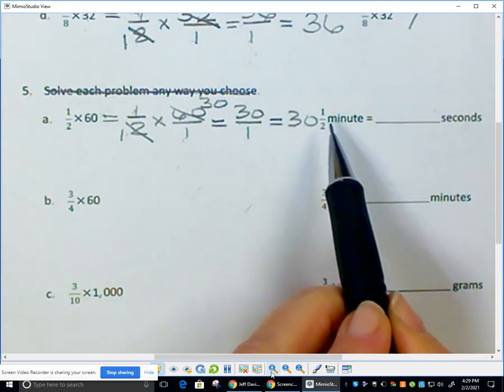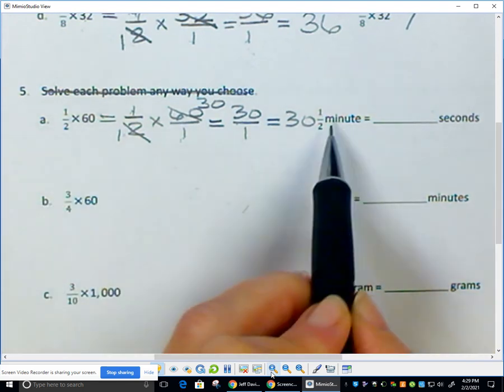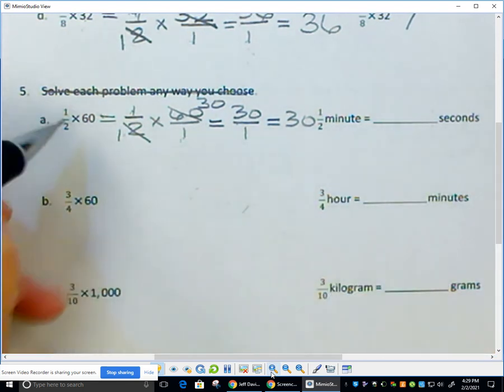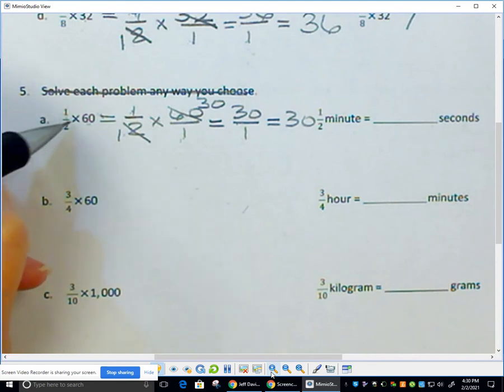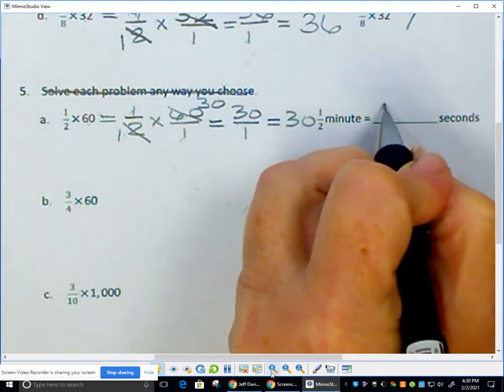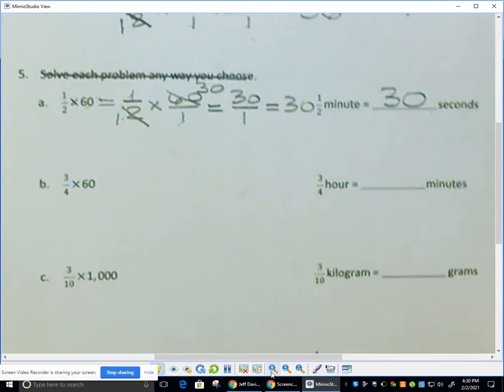So you could write that over here. It says 1/2 a minute equals how many seconds? See, 1/2 of 60, 1/2 of 60 seconds, which is 1/2 of a minute, would be 30 seconds. All right, let's go to B.